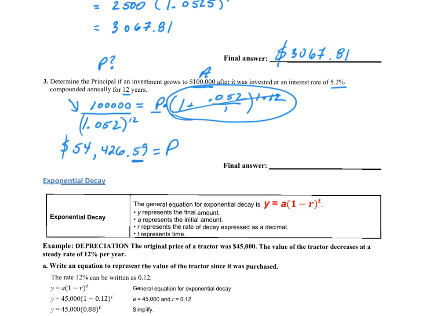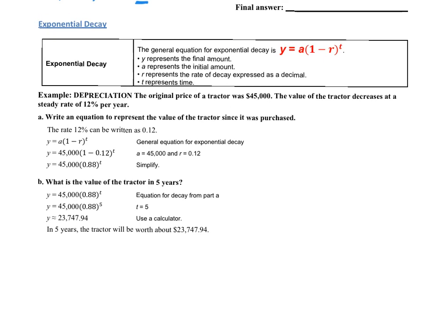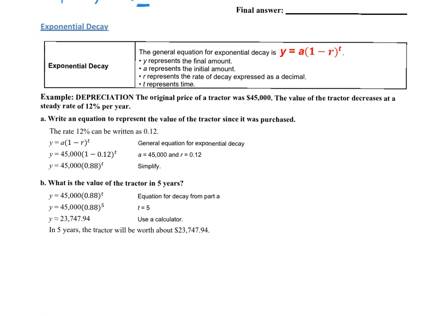Let's move on to exponential decay now, which works exactly like exponential growth except for one little difference. So let's look at an example. The original price of a tractor is $45,000. The value of the tractor decreases, there's our key word, at a steady rate of 12% per year.